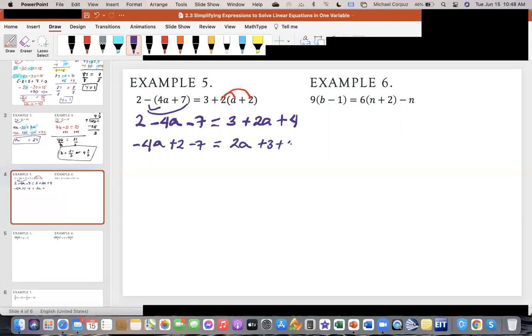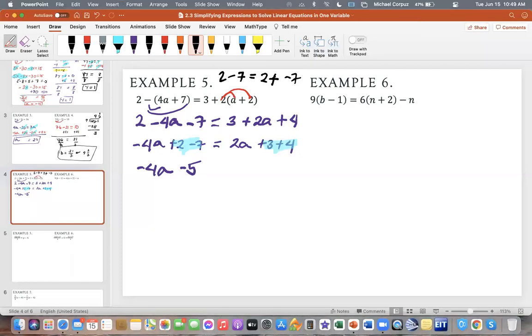That's 3 plus 4. Now what's this? What's this? We have negative 4a. 2 minus 7. 2 minus 7, we have negative 5. All right, you can do that separately if you want. That's 2 minus 7. Copy, change: 2 copied, minus changed to plus, 7 changed to negative 7. Different signs, subtract. 7 minus 2, 5. But of course, 7 is bigger than 2. That means we take the sign negative.